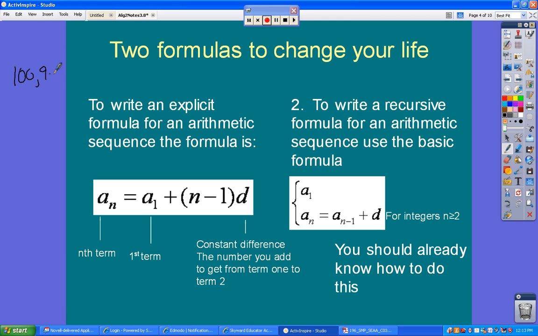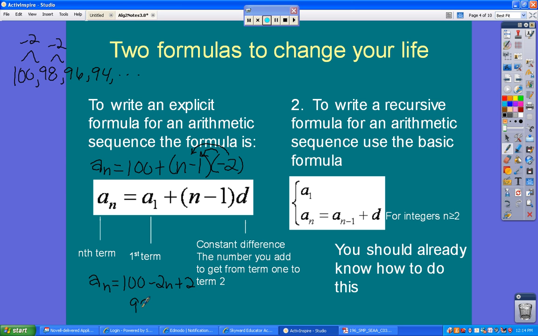100, 98, 96, 94, dot, dot, dot. A sub n equals, what is the first term? 100 plus n minus 1. What is d here? Well, what am I doing each time? I'm subtracting 2. Put it in parentheses. Distribute. I'm going to go down here now. A sub n equals 100 minus 2n plus 2. 100 plus 2, 98 minus 2n.